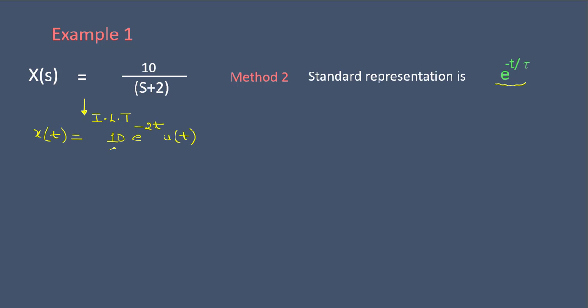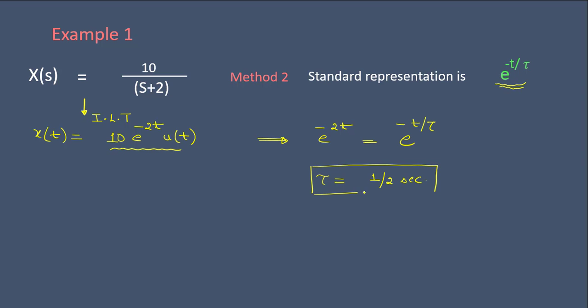Now we have to compare this 10 e raised to minus 2t with this e raised to minus t by tau. So if I compare both of these, e raised to minus 2t is equal to e raised to minus t by tau. Again from here, tau will be equal to 1 by 2 seconds. So again, for the same example, we got the same answer, which is 1 by 2 seconds. So these are the two methods to find the time constant tau of a transfer function.